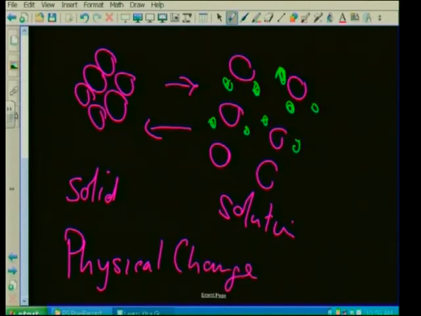Okay. Now, we're going to be dealing with solutions in a later session, but the chemistry here is quite interesting. And you need to understand that when we move things apart from each other, that is a physical change. Okay, no new substances have been formed.